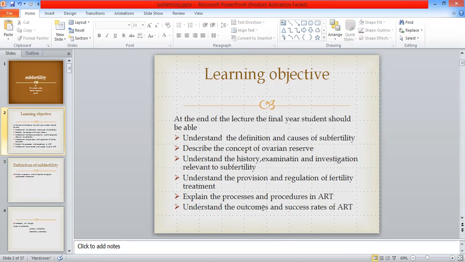Today's lecture will be on the history, examination and different investigations which we prescribe in patients with subfertility, and on ovarian reserve.